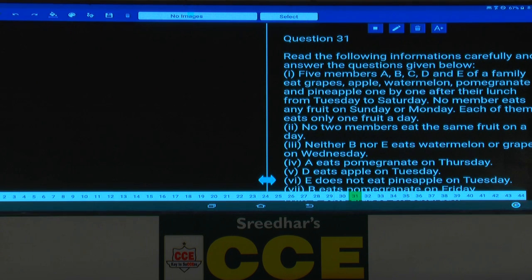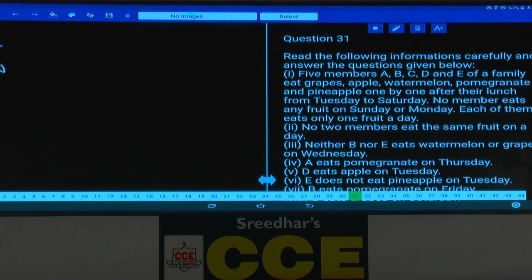Then how to represent the information? Because for the last few days we have been checking out entire puzzles, and we are concentrating on how to start the puzzle. That means what is the diagram which we are supposed to opt for? What are the elements that are to be fixed? Tuesday, Wednesday, Thursday, Friday and Saturday. Then, what is our parameter here?